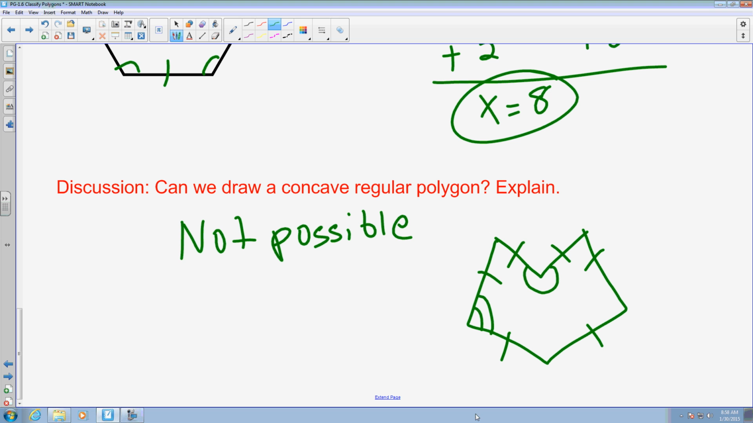And that is beginning to classify polygons. Hope this helps. Till next time.